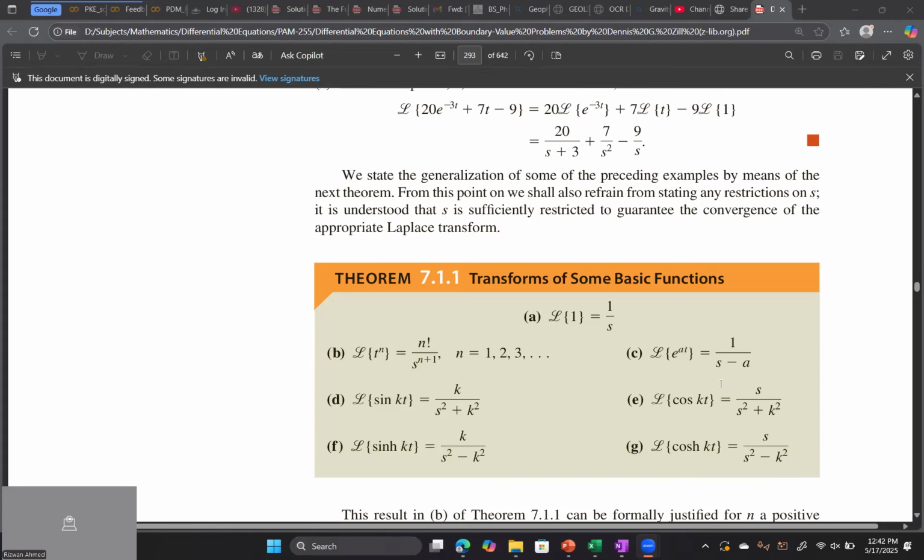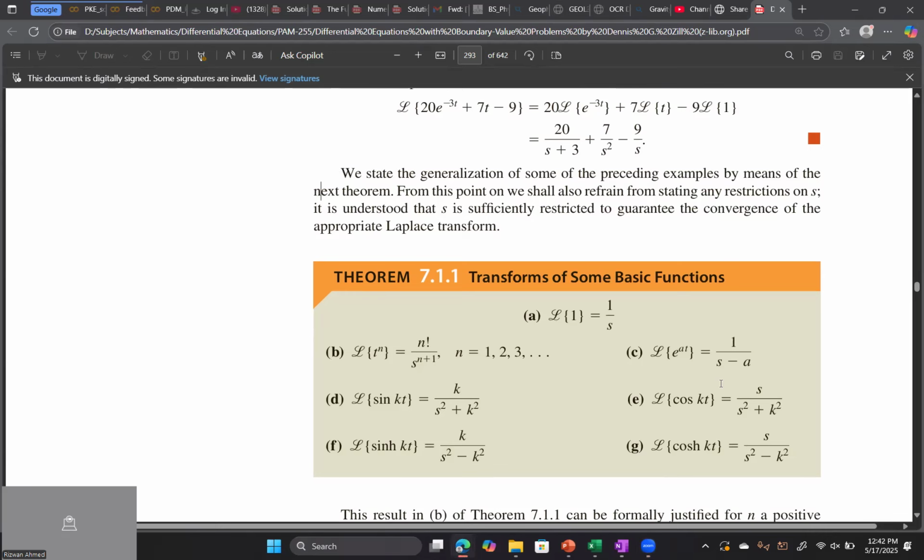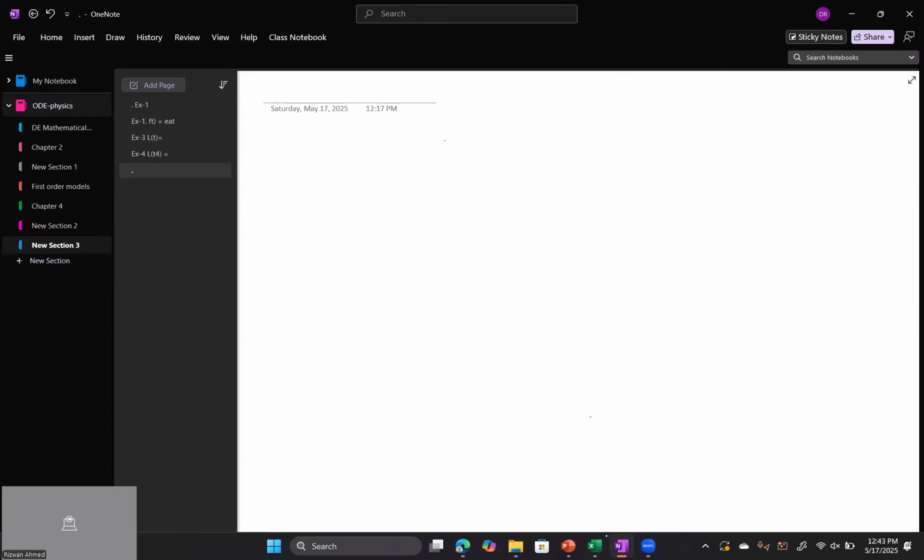Now we have to calculate for sine of kt, the sinusoidal functions, and the hyperbolic functions, sine hyperbolic kt and cos hyperbolic kt. So you can follow from the book. I will use a slightly different way to prove and get those relationships.